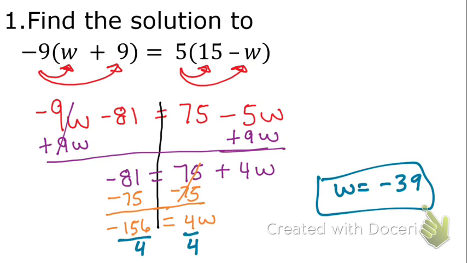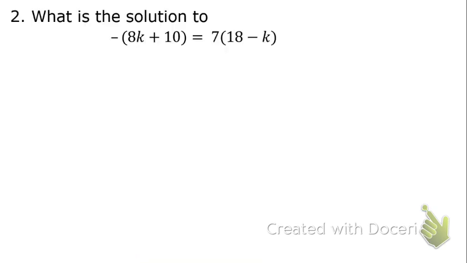All right, let's go to number 2. What is the solution to? Again, all this is saying, it's telling you to solve. That's all it means. Before we continue, you need to know that there is a negative sign here, but there's no number. You need to remember that that number is a 1. So we'll be multiplying negative 1 times 8k, which is negative 8k. We'll be multiplying negative 1 times 10, which is negative 10.